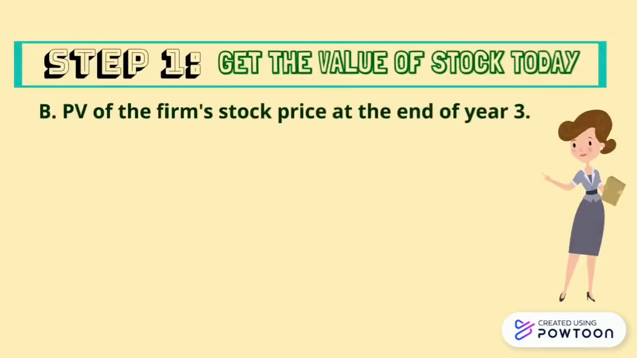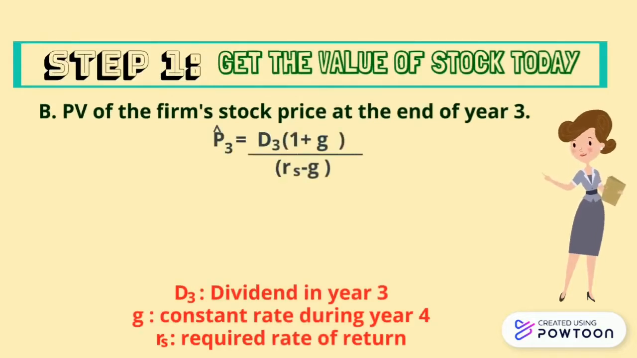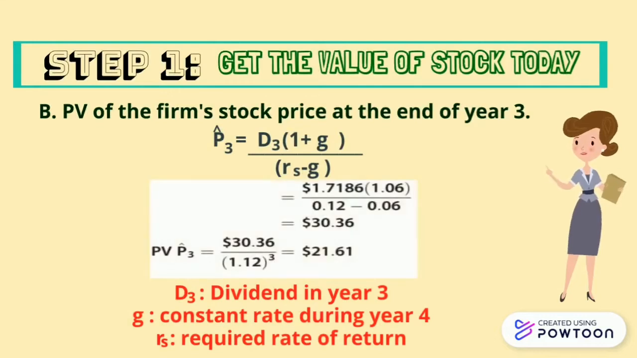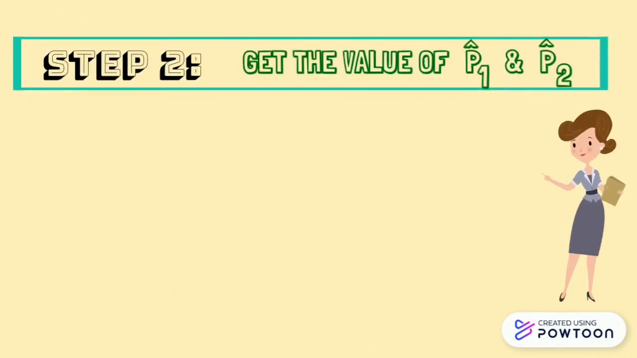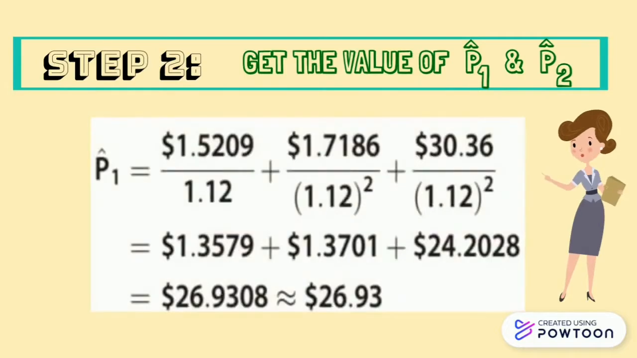Then let us get the PV of firm stock price at the end of year 3. P hat 3 is equal to D sub 3 times the sum of 1 and the constant rate during year 4 divided by the difference of the required rate of return and the constant rate during year 4. So the answer is $21.61. Step 2. Get the value of P hat 1 and P hat 2. P hat 1 is equal to $1.5209 divided by 1.12 plus $1.7186 divided by 1.12 raised to 2 plus $30.36 divided by 1.12 raised to 2. P hat 1 is equal to $26.93.